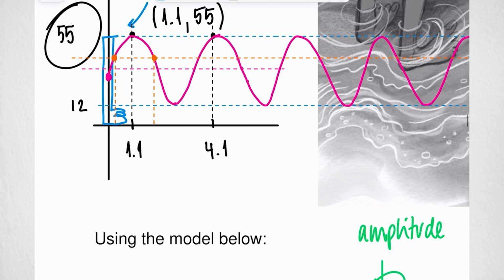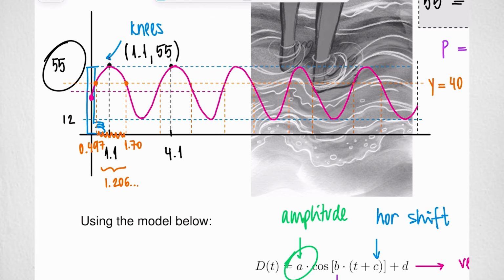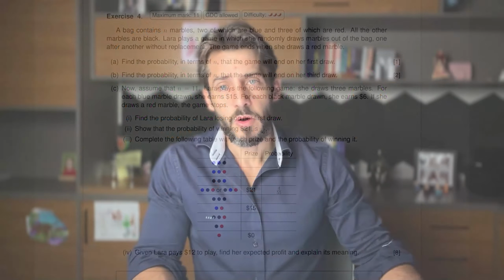And whatever you get as the x values here, which are 1.70 and 0.497, you find the difference between the two, which is the interval, 1.206. And you're going to multiply that by 5, given that there are 5 of these intervals, until you get to 15. So you have 5 times 1.206, you get approximately 6.03 seconds.